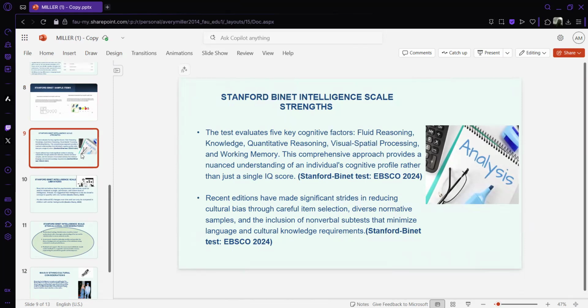All right, now this test evaluates five key cognitive factors, like we talked about earlier: fluid reasoning, knowledge, quantitative reasoning, visual spatial processing, and working memory. This comprehensive approach provides a nuanced understanding of an individual's cognitive profile rather than just a single IQ score. It provides a holistic approach that is more descriptive than a single score can give you, as part of the strengths of the Stanford Binet test. Recent editions have made significant strides in reducing cultural biases through careful item selection, diverse normative samples, and inclusion of nonverbal subtests that minimize language and cultural knowledge requirements.